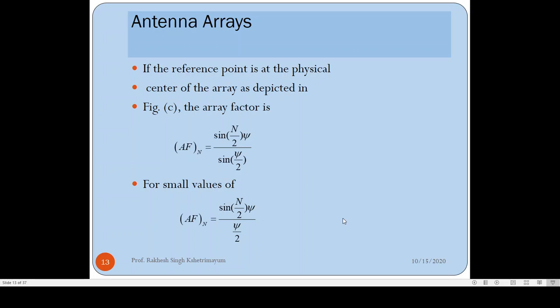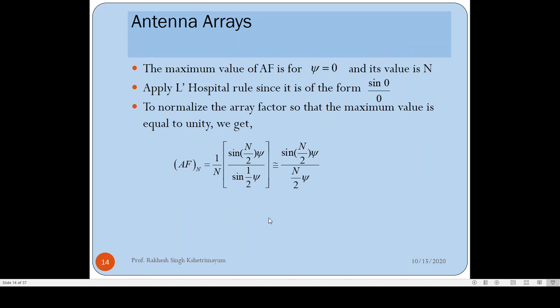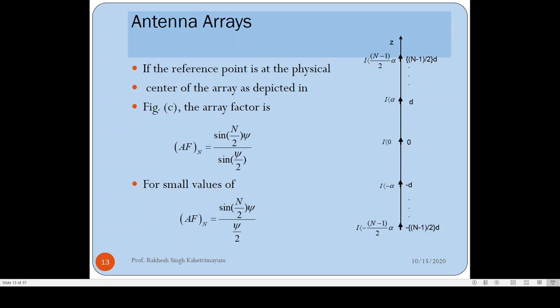In that case, the array factor will simply become sine of N by 2 psi divided by sine of psi by 2. And again, you can make a simplification for small values of psi. For small values of psi, the sine function can be represented by simply its argument. Sine of theta is equal to theta when theta is a very small number. So sine of psi by 2 you can write as psi by 2. So again, you can normalize it.